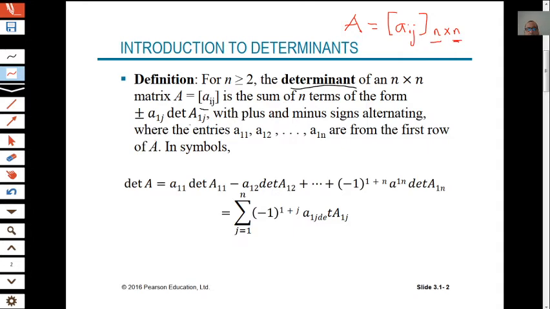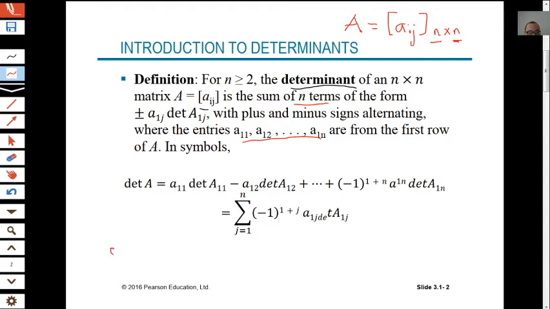Okay, so the determinant of an n by n matrix A is the sum of n terms of the form plus minus a1j determinant of bigger A1j, with plus and minus signs alternating, where the entries written here are from the first row of the matrix A. In symbols, we can write the determinant of a matrix in this form: minus 1 to the power 1 plus j, a1j, determinant of bigger A1j.